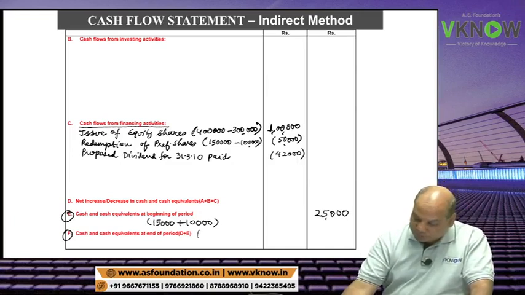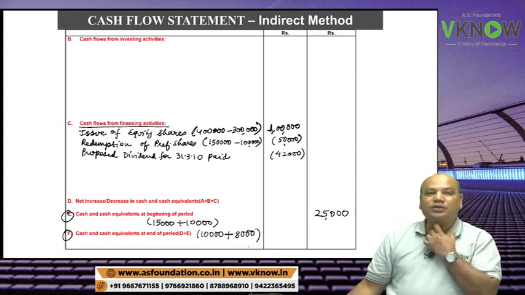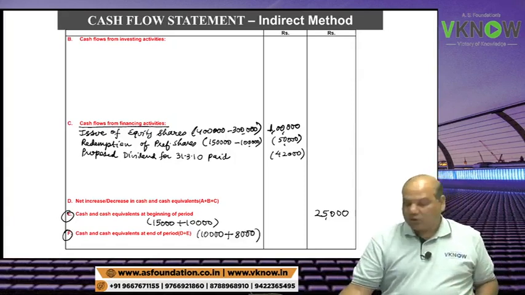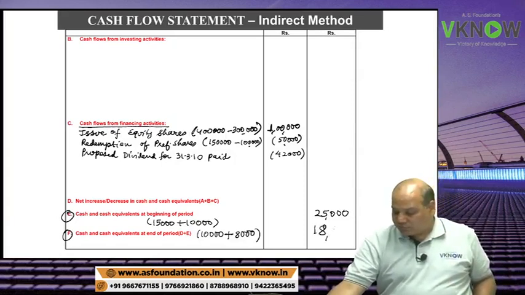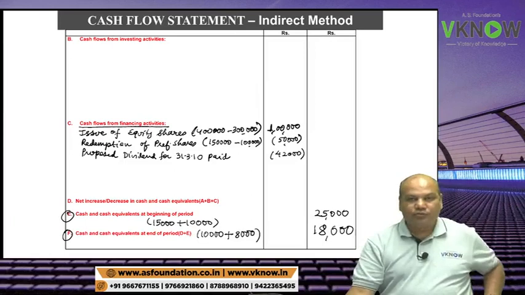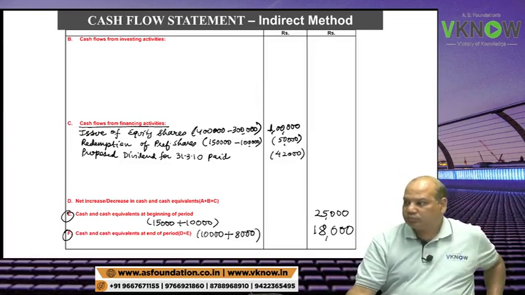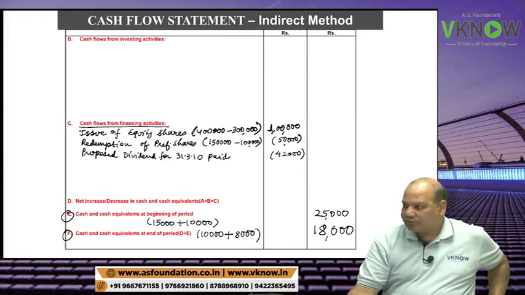Closing: 10,000 is your cash in hand, 8,000 is cash at bank. So closing cash and cash equivalent is 18,000. I hope you are writing. Write down slowly everything. Show the calculations.